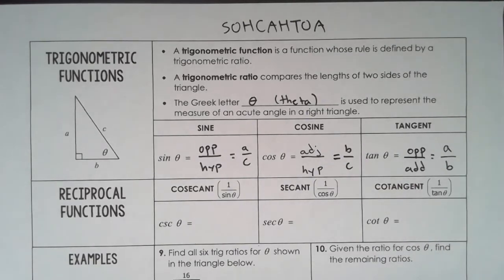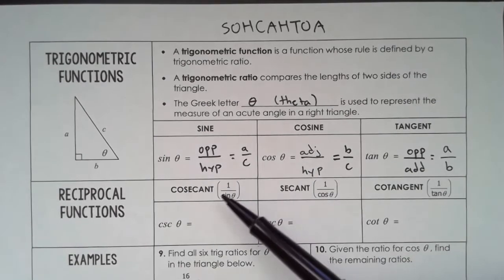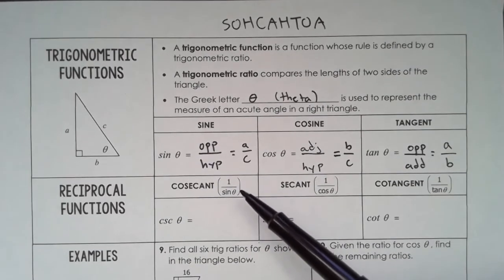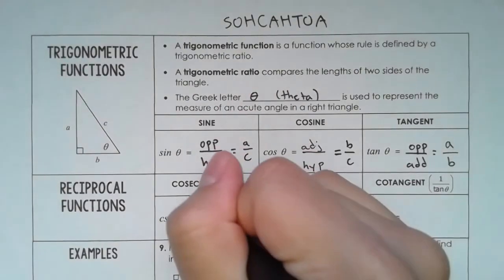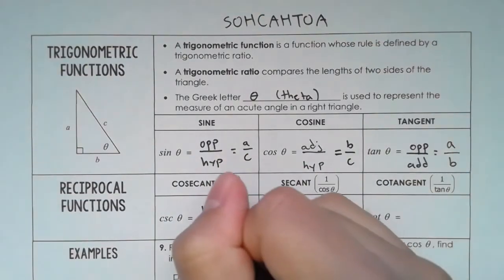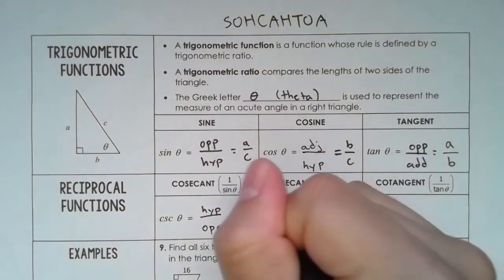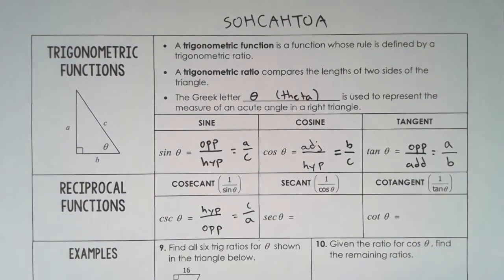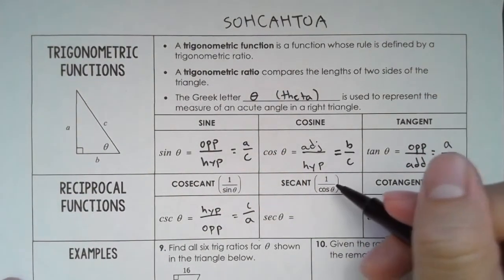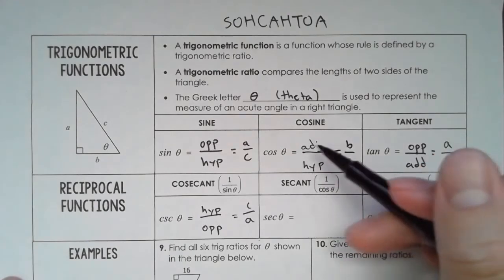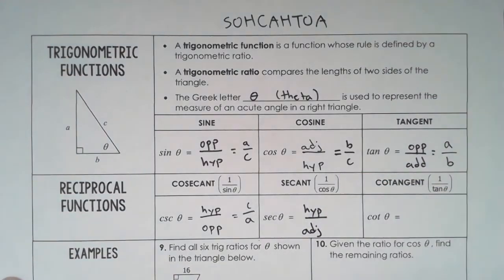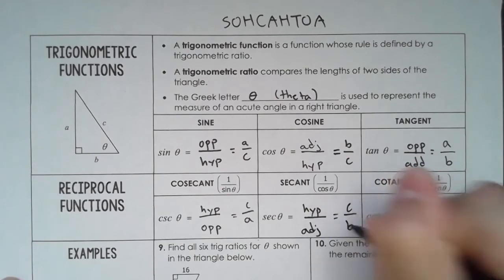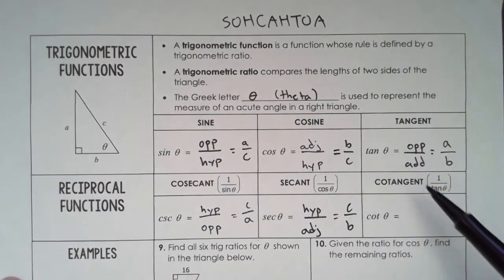What we have next are the reciprocal functions, or the reciprocal identities. Cosecant is 1 over sine theta, and again it's the reciprocal. So if sine is opposite over hypotenuse, cosecant would be hypotenuse over opposite, similarly C over A. The secant is 1 over cosine. So again, reciprocal, so hypotenuse over adjacent, and that would be C over B. And then finally, cotangent is 1 over tangent.